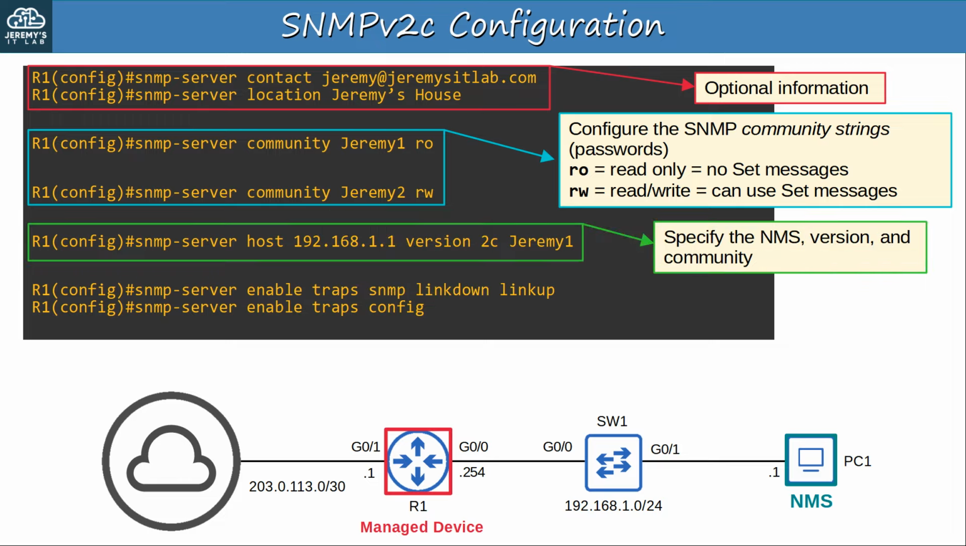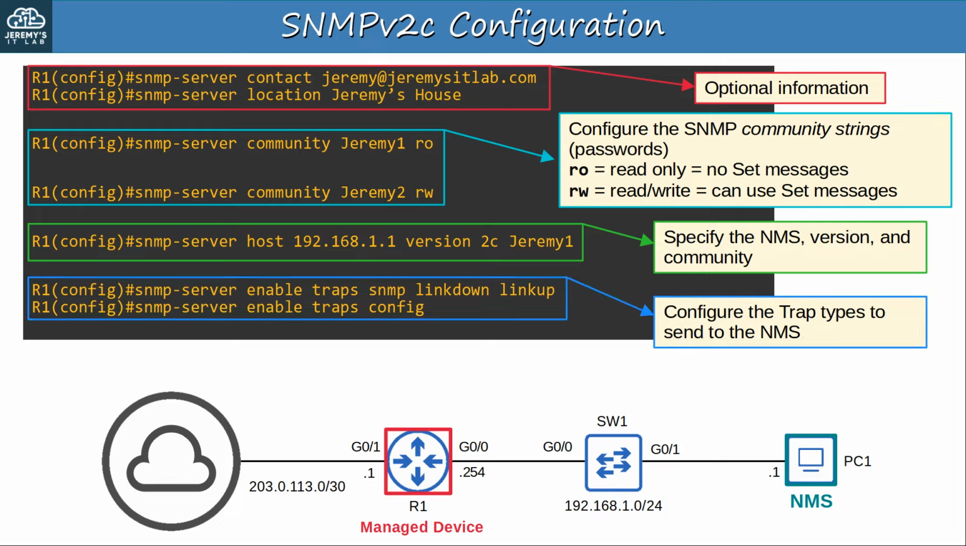Then I specified the address of the NMS, PC1 at 192.168.1.1. In this command, I also specified the version and which community string to use with this server. I configured Jeremy1, so PC1 will be able to read information from R1, but it won't be able to use set messages to make changes to R1. So the read-write community string Jeremy2 isn't being used in this configuration.